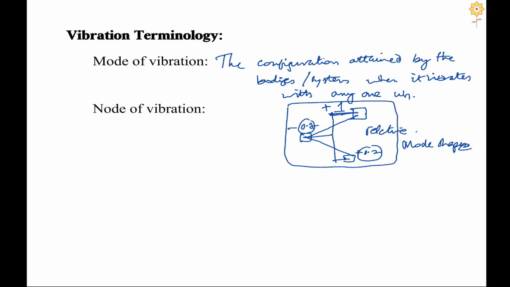So a node is that place in a vibrating system. Sometimes it may be along some location in the spring where there is no deformation at all. So this is a node, this is a node. We'll learn all these things in multi-degree of freedom systems. A fundamental or basic mode of vibration.